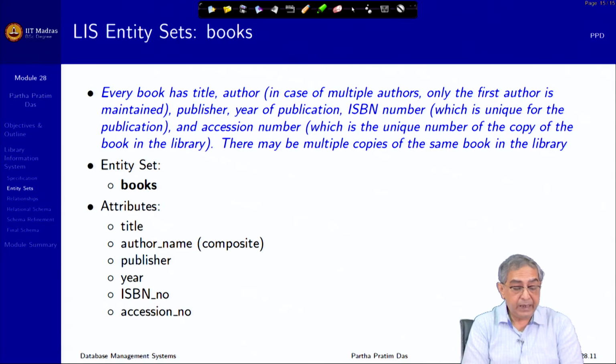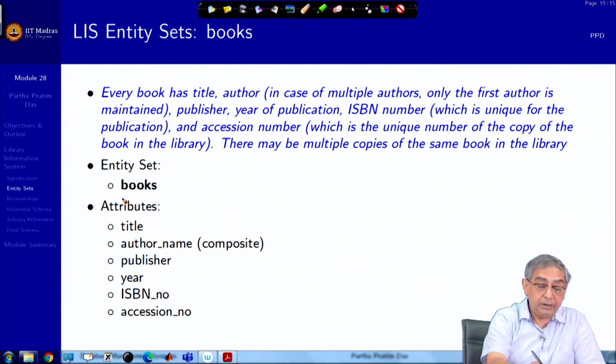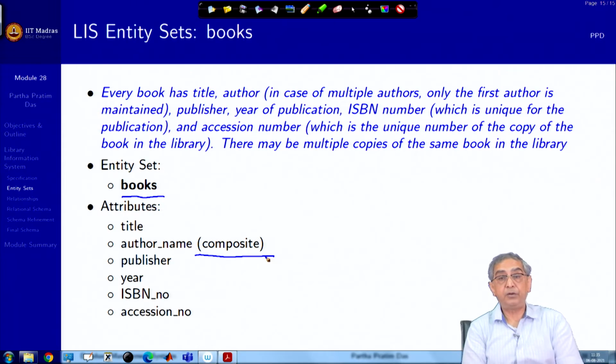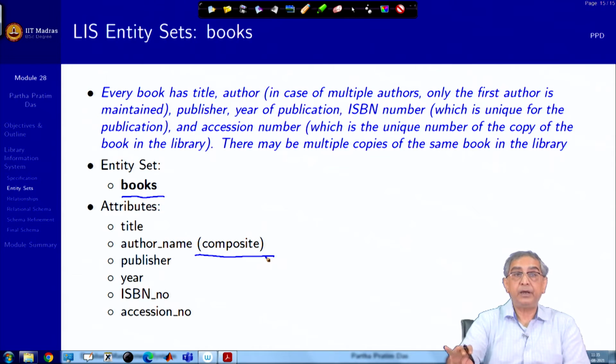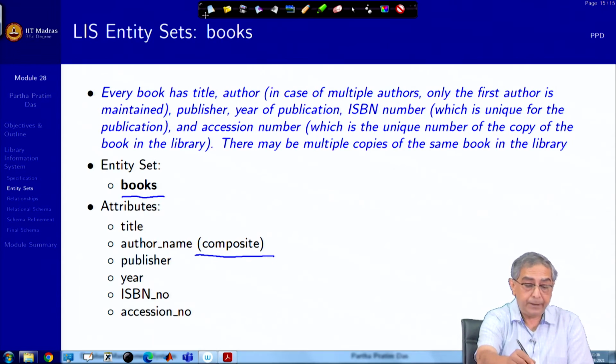So, very clearly these are the books, this is the entity set, and these are the different attributes, highlighted that this one is composite. So, this will have to be broken up to get this relation to 1NF, and what is given above is the relevant sentences from the specification which you are translating into this kind of an ER representation. Right?